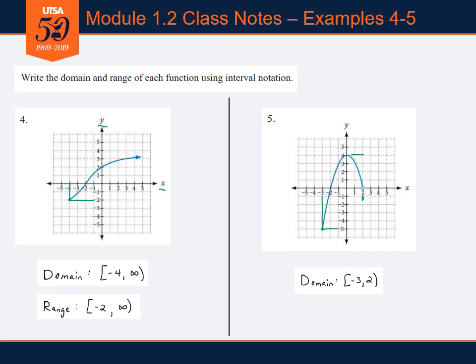Then -5 to +4 are all of my y values, all of my range values, and neither one of those endpoints is an open circle. We're not missing any y values at the endpoints or in between, so we've got everything from -5 to +4, including both of those endpoints. And there's my range, my set of all output values or y values, the vertical movement of the function.